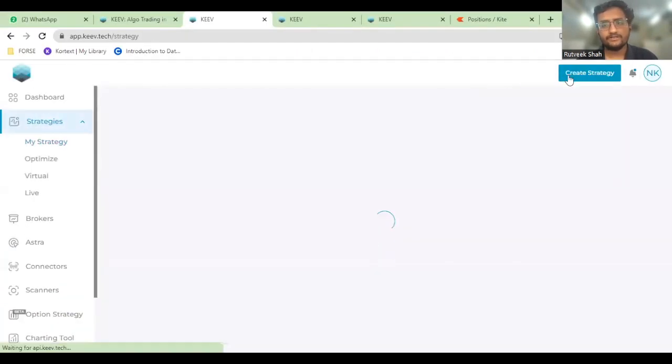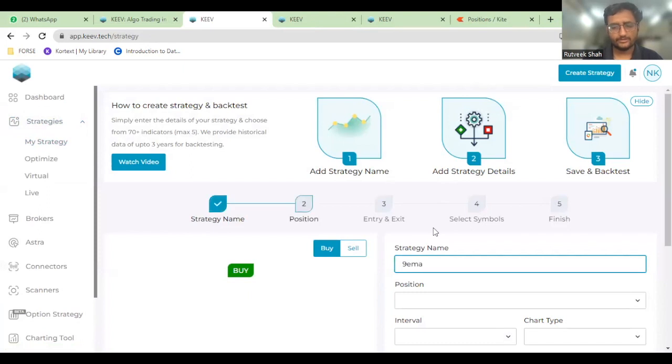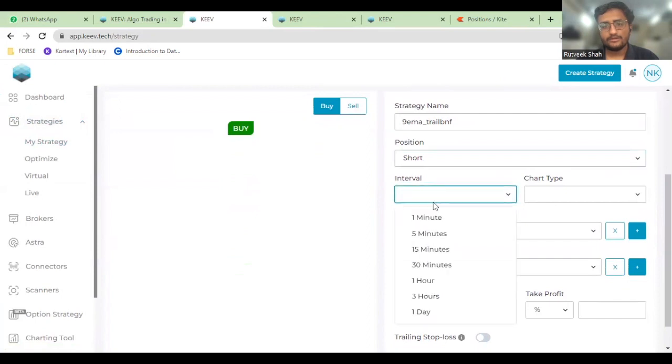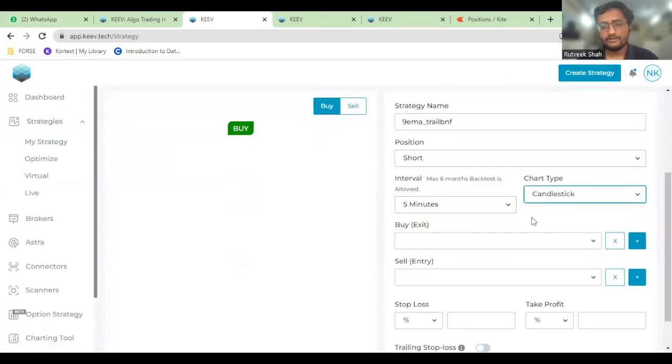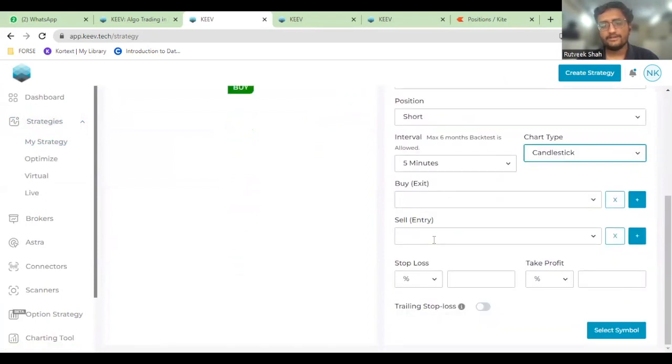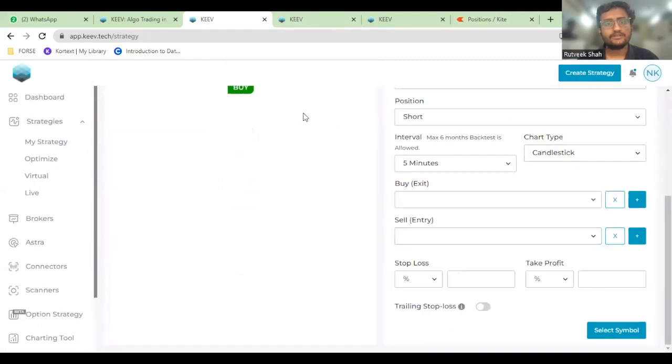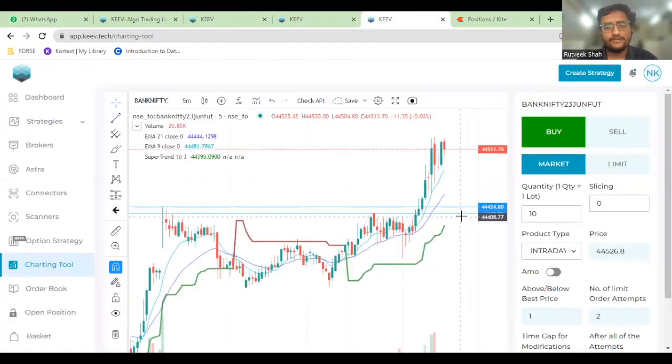We'll make a strategy here. You can name it whatever you want. So this will be a short strategy because we are currently long. The interval will be 5 minutes. The chart type will be candlestick. The sell entry is very important because the sell entry is from the chart here. So as we remember from our chart here, we want to trail this position from the Supertrend point of view.